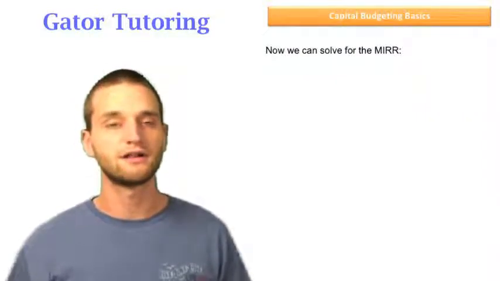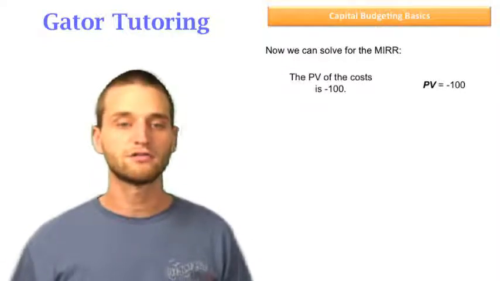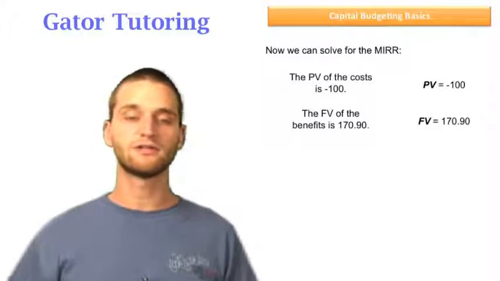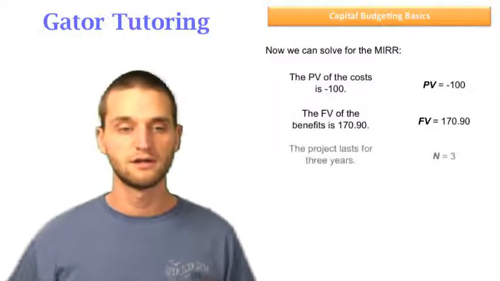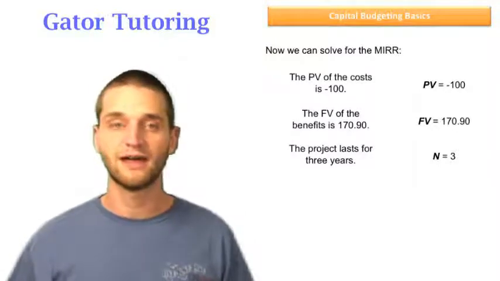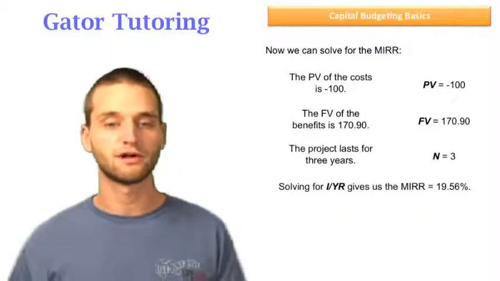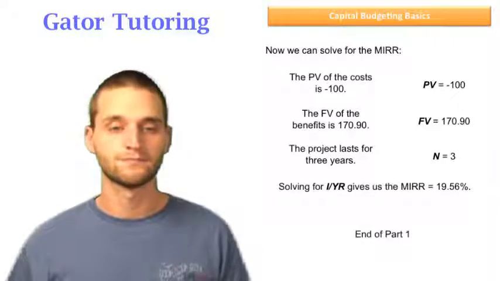Now we can solve directly for the modified internal rate of return. The present value of the costs is negative 100, so that's present value. The future value of the benefits is 170.90, so we input that as the future value. The project lasts for 3 years, so we input 3 as the number of periods n. And we solve for interest. That gives us the modified internal rate of return equal to 19.56%. And that's the end of part 1.